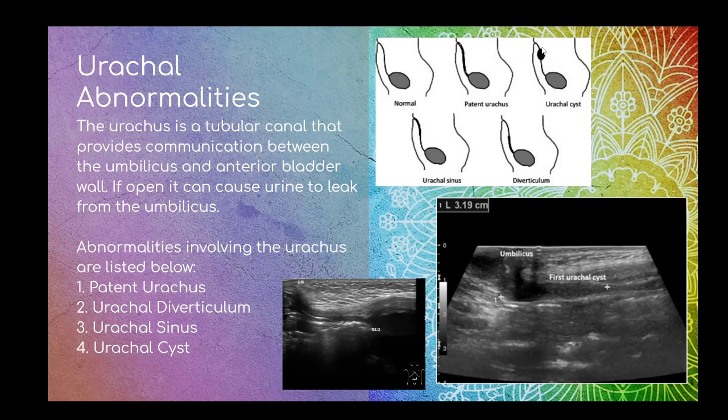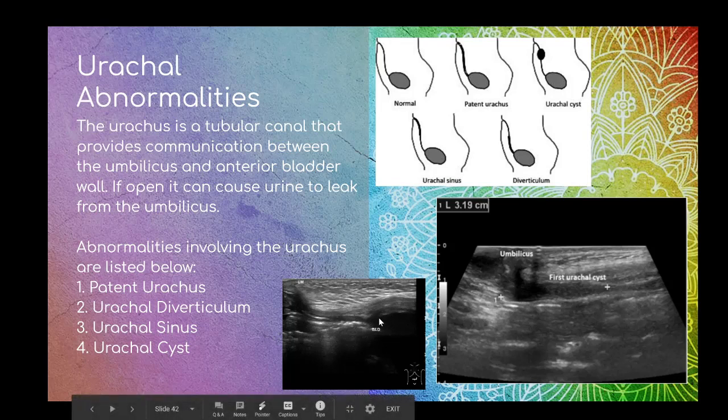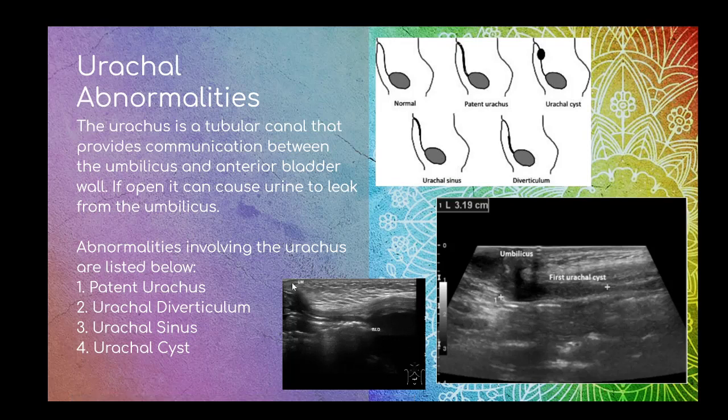We can then see some variants on this where we can see just a random opening, kind of like a cyst along the track of the urachus. We can see partial open, either up towards the belly button or down towards the bladder. So there's a few different variants. The biggest thing is to find the bladder, make sure that the bladder has liquid in it, and then also center that on the umbilicus and look for some sort of tract connecting between the two.